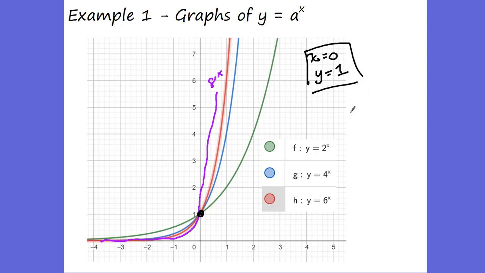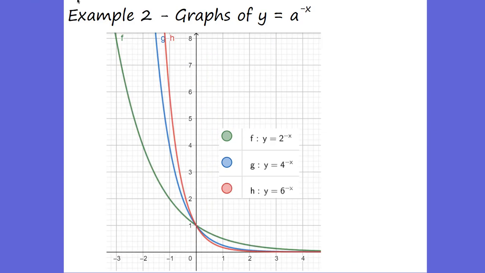Okay, because anything to the 0 power is equal to 1. 2 to the 0 power is equal to 1, 4 to the 0 power is equal to 1, anything to the 0 power is going to be equal to 1. So they all cross that point where, when the function is at 0, it equals 1. Okay. Take a look at y equals a to the negative x power.